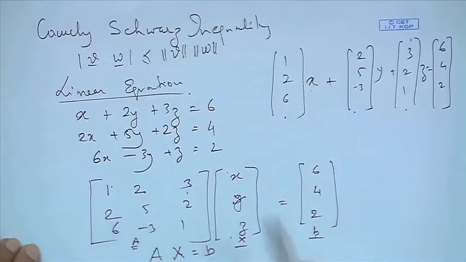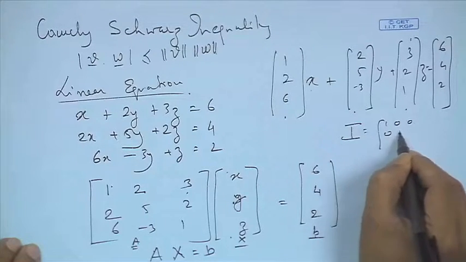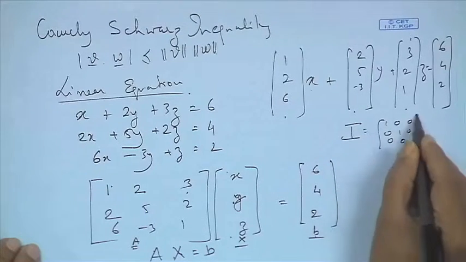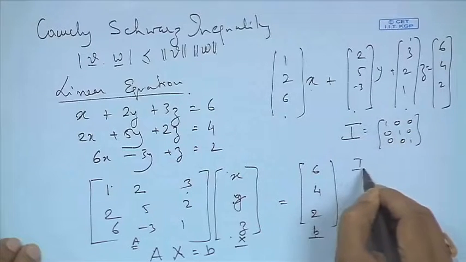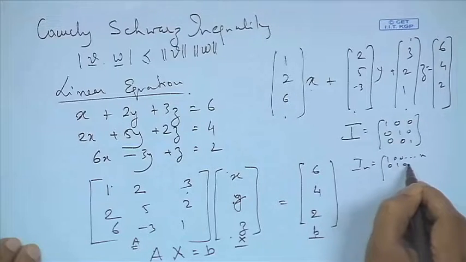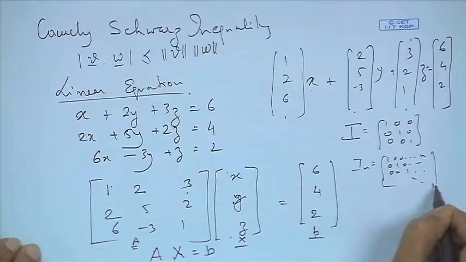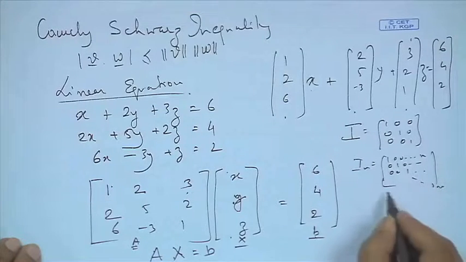In this context, the I matrix is basically 1, 0, 0, 0, 1, 0, 0, 0, 1. This is a 3 cross 3 I matrix. In general it would be 1, 0, 0, up to n, 0, 1, 0, 0, 0, 0, 1. This goes on up to n. So it's only diagonals of 1, and definitely we have I times x is equal to x.